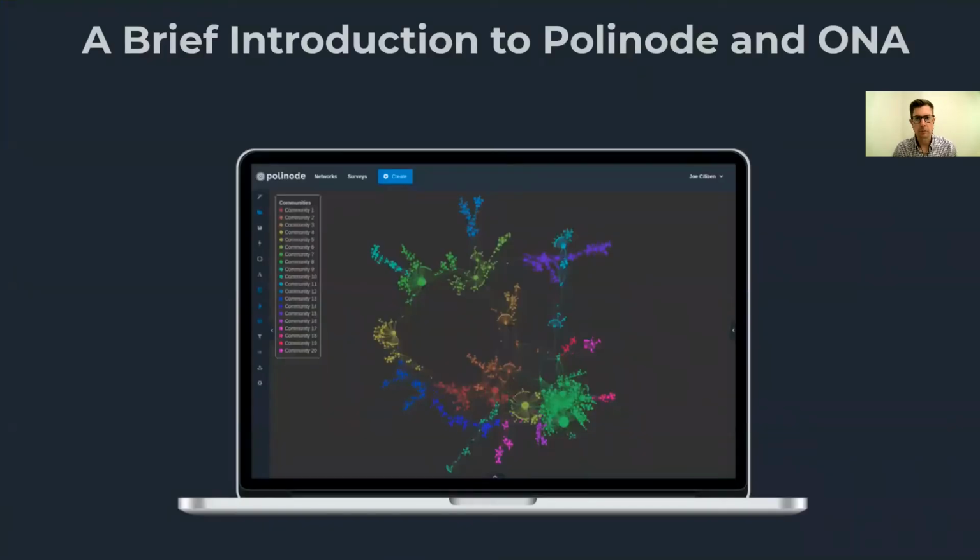In case you haven't come across organizational network analysis or Polinode before, ONA is all about visualizing and analyzing the informal relationships between people inside of organizations. So who's really working with whom rather than the formal reporting structure. Polinode is a platform that allows you to collect data on those relationships, to visualize that data as shown in the screenshot, and to analyze it. So to find out who's central, what the different communities are, and so on.